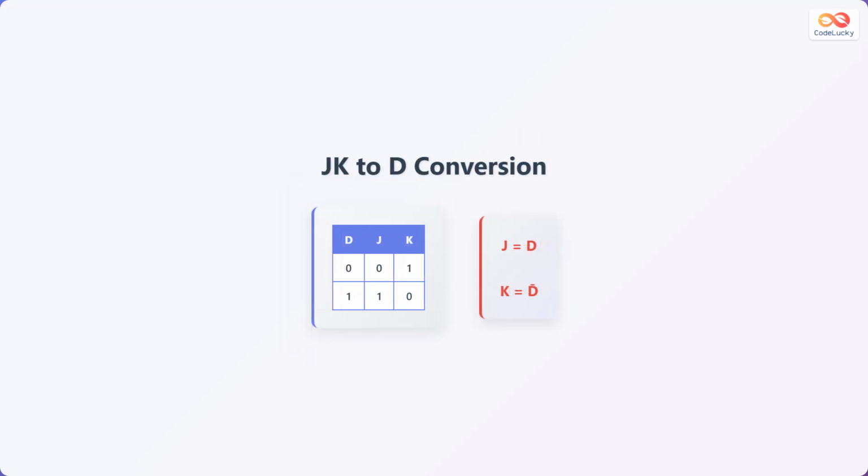Now let's look at converting an SR flip-flop to a JK flip-flop. Here's the conversion table. When J and K are both 0, S and R are 0. When J is 0 and K is 1, S is 0 and R is 1. When J is 1 and K is 0, S is 1 and R is 0. And when J and K are both 1, S and R are 0. Using this table, we can derive the formulas S equals J and Q bar, and R equals K and Q.